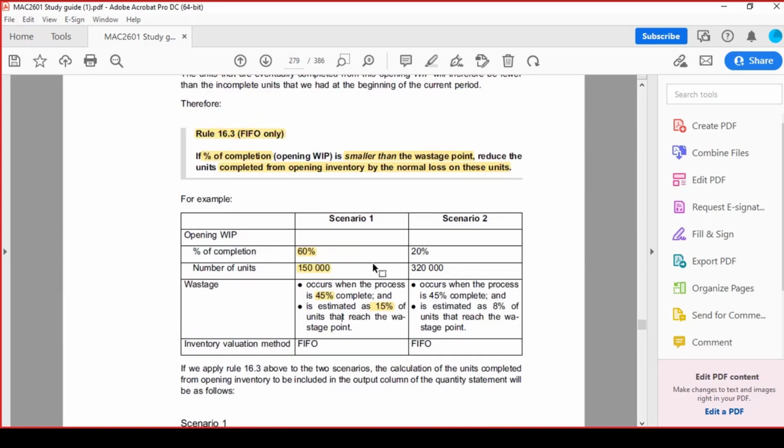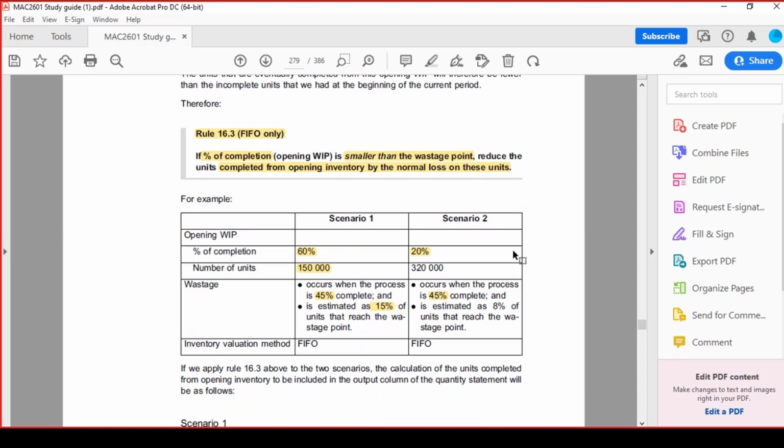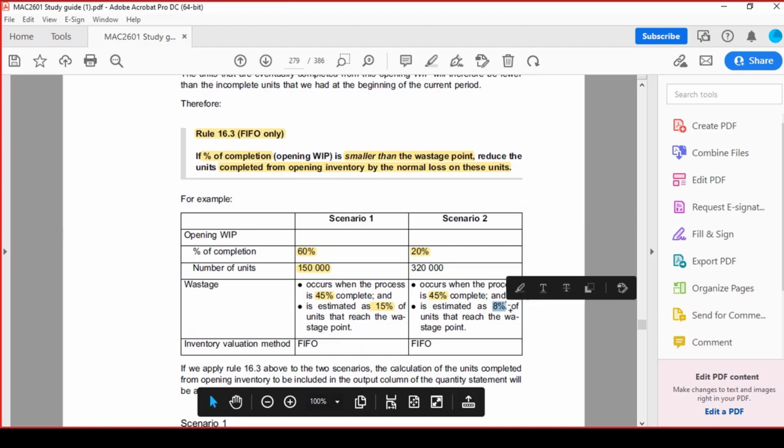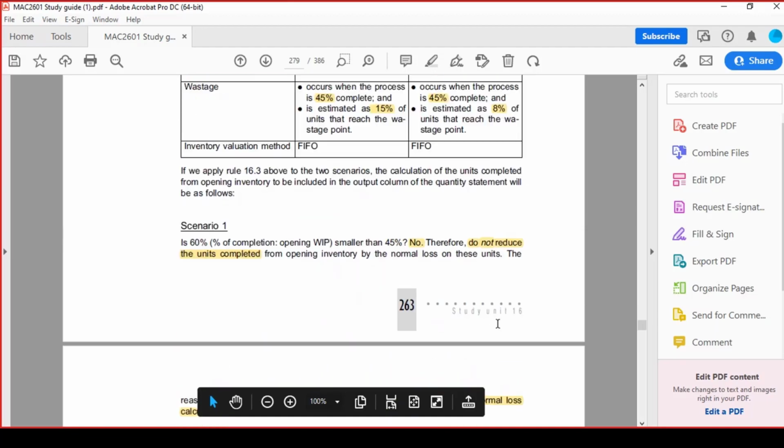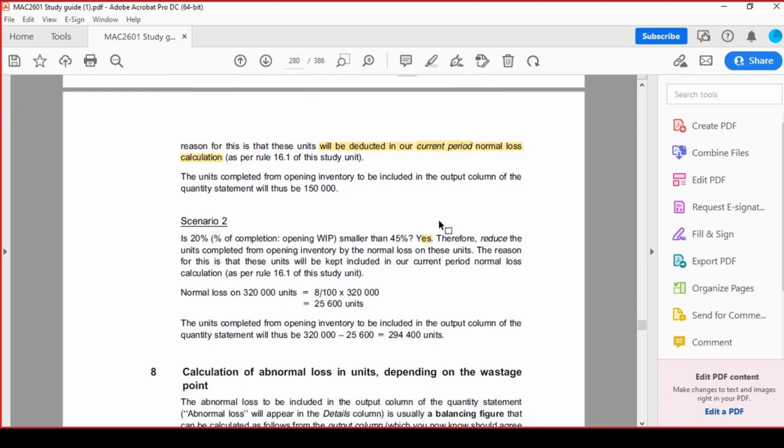Then under scenario 2, your completion is 20%. They give you 320, and your wastage point is 45. So it is smaller than the wastage point, and the normal loss is 8%. So you will say, is the 20% smaller? Yes, it is. Therefore, you need to reduce the completed units, we're not talking about input, from the opening inventory by this normal loss.